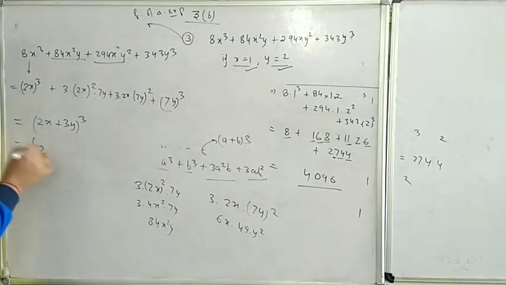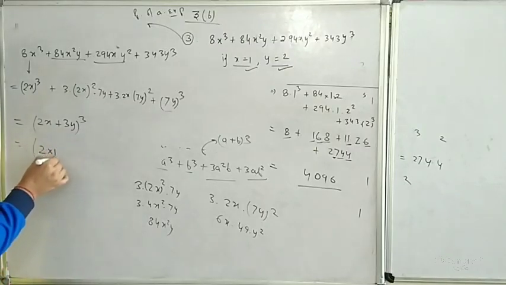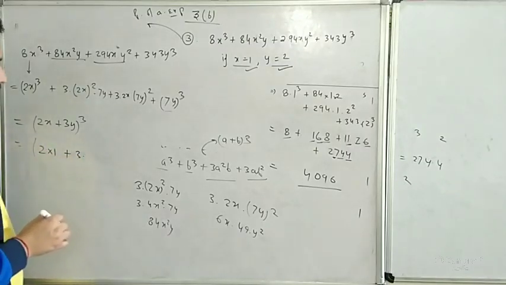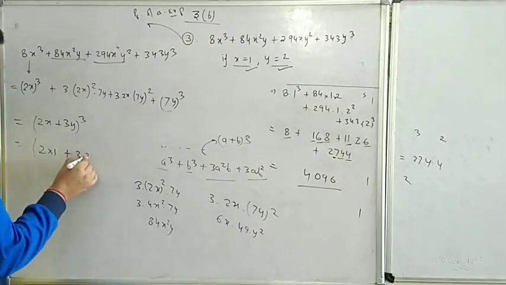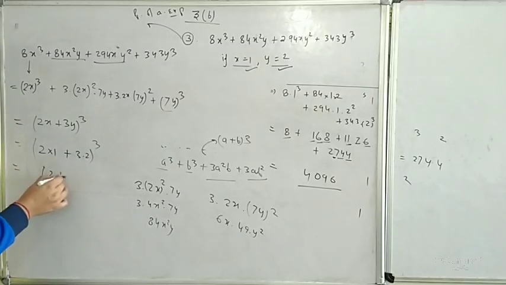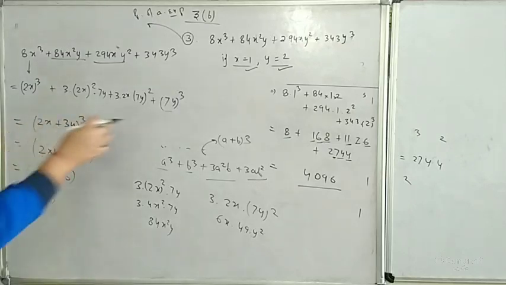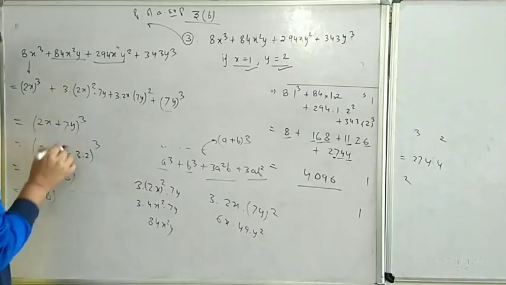So 2 into what is x? X is equal to 1. So 2 multiply 1 plus 3 multiply, what is y? Y is 2. So how much is it? Outside is the whole cube. So 2 1s are 2 plus 3 2s are 6, 6 and 2 is 8, and 8 8s are 64. There was a little mistake, sir, some problem came up. 2x plus 7y, yes, this is 7y. This is 7y.